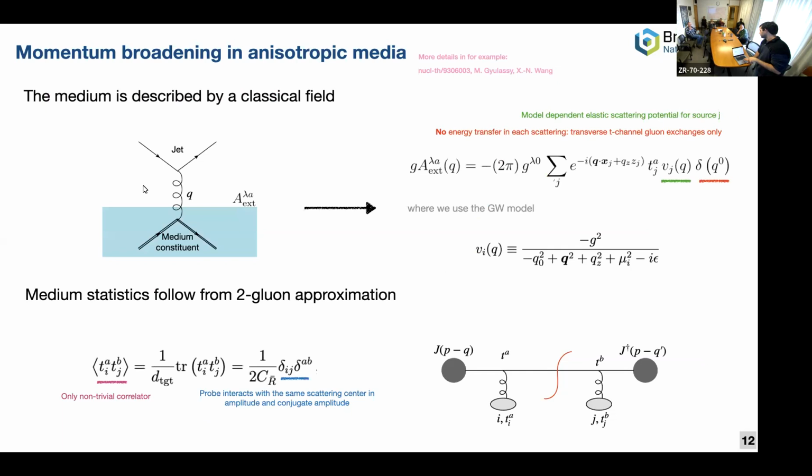Yeah, so essentially in this exchange, you can only exchange a transverse momentum. So there is no energy transfer. So Q0 is not changing in the interaction. Which, of course, simplifies calculations a lot, otherwise it's much more complicated.